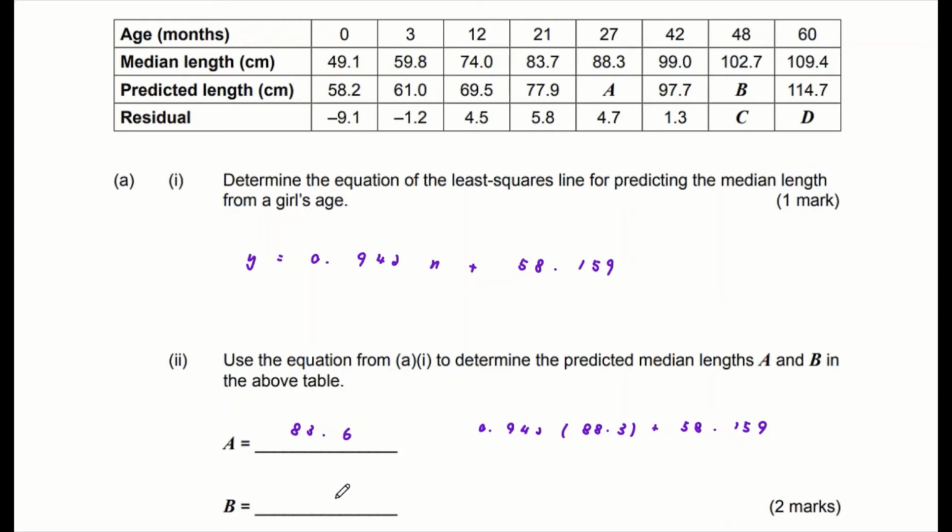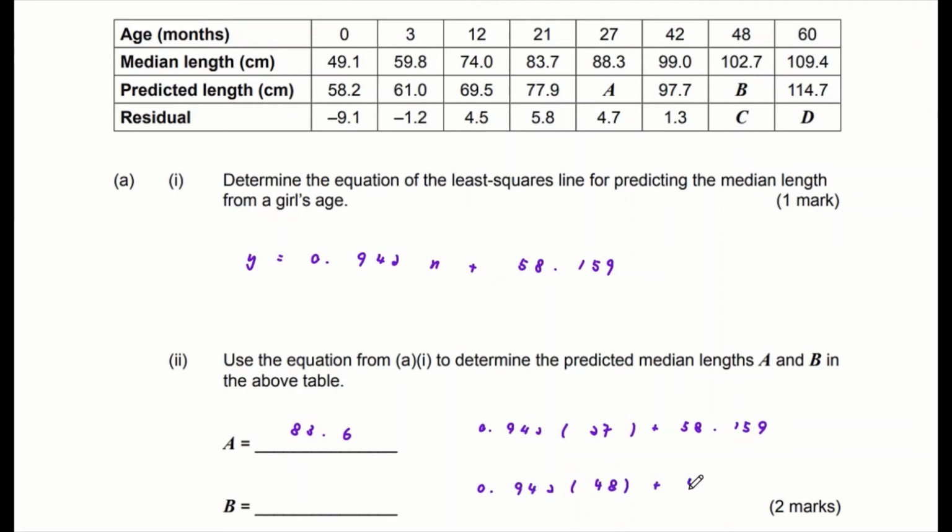So for A you will get 83.6. Then the next one, for B, the median, oops, I made a mistake here, sorry for that. We should substitute the age, not the length. Okay, we substitute the age so that we find the median length. Then for B, it's going to be 0.942 times the age here, which is 48 months.